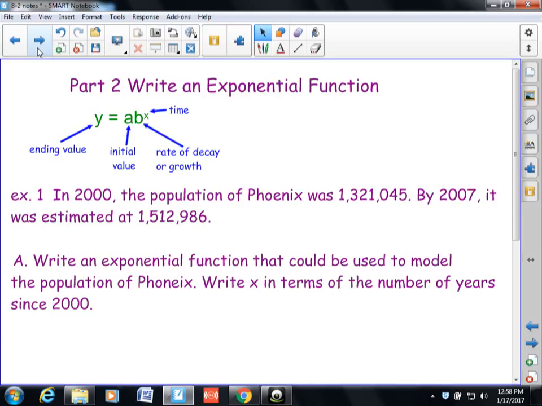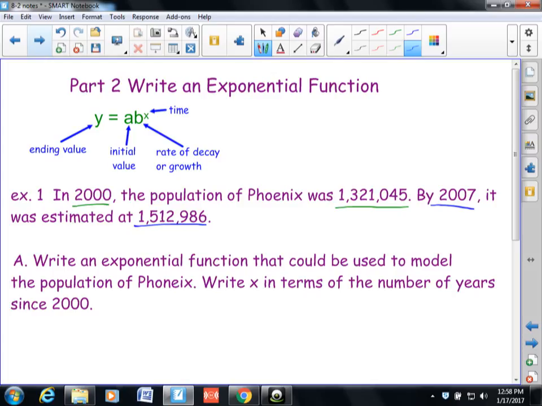So in example 1, we are looking at population. We've got the year 2000, and we've got the population of Phoenix as being 1,321,045. By the year 2007, the population was 1,512,986. We could really think about this as ordered pairs. So in part A, we've got an exponential function that can be used to model the population. We're going to write x in terms of the number of years since 2000.